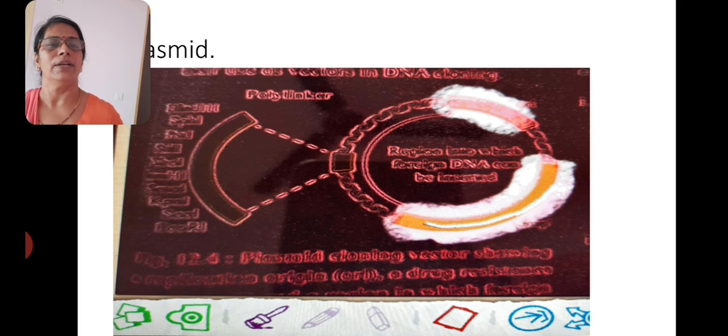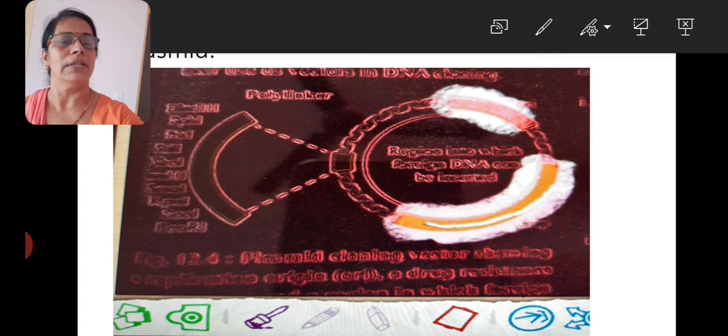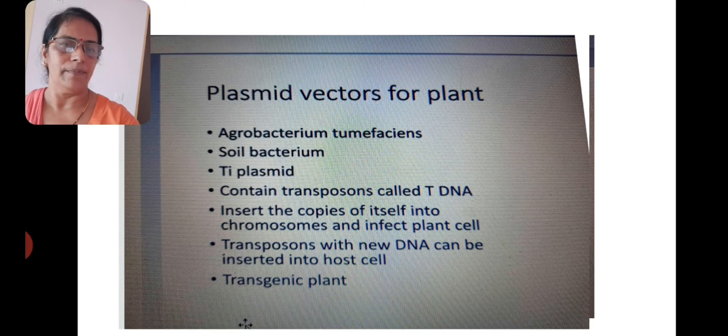So here the cloning vector is present. The plasmid should have a replication site, a cleavage site, and a marker gene. Here we can introduce the foreign gene into the plasmid, and we can produce different plasmids.